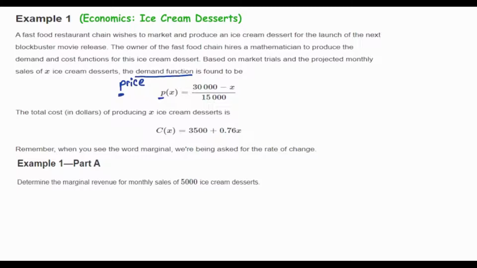The total cost in dollars of producing x number of ice cream desserts is C(x) = 3,500 + 0.76x. And this is just a linear relation like you've seen since grade 9. And so we have our initial amount. So it's going to cost you $3,500 in supplies or whatever. And then an additional 76 cents per ice cream dessert. Remember, when you see the word marginal, we're being asked for the rate of change, which means the derivative.